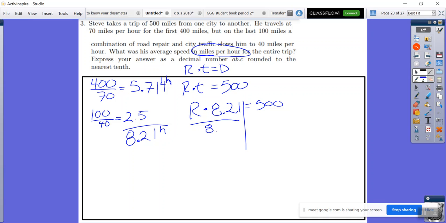So this is like the train track problem from before, isn't it? We're doing the opposite to undo the equation. So the rate is equal to 60.9. There you go.